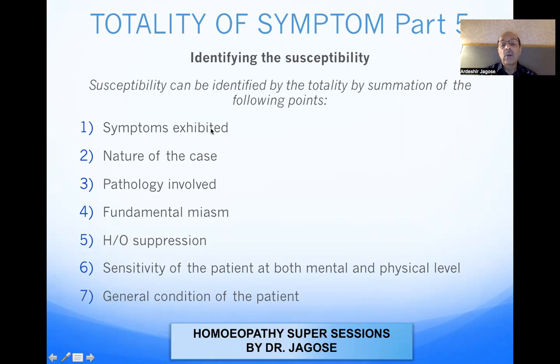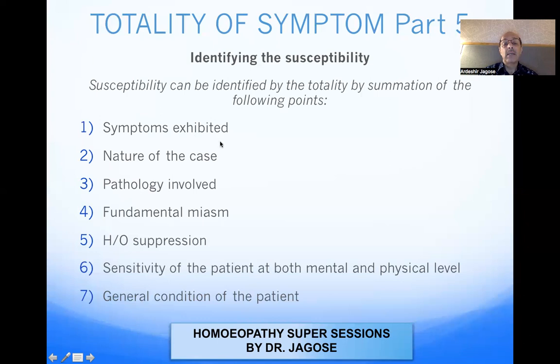And after working out all these 7 points, you have to come to a conclusion by the summation, taking into account the sum of all the 7 points, and then identify whether the susceptibility is increased or whether it is decreased. So basically, let me give you an example, or let me just elaborate on each of these 7 points in short, so that it will become more clear to you.